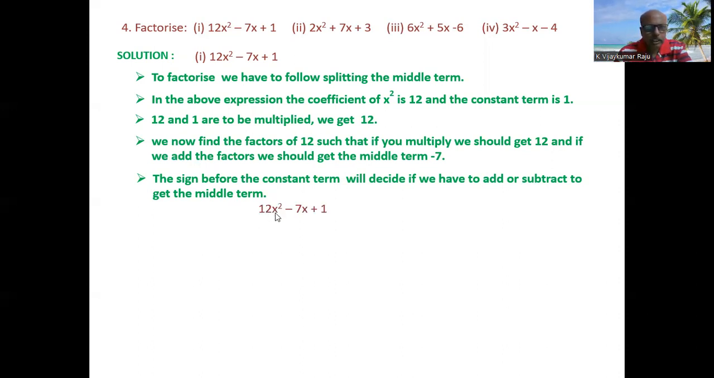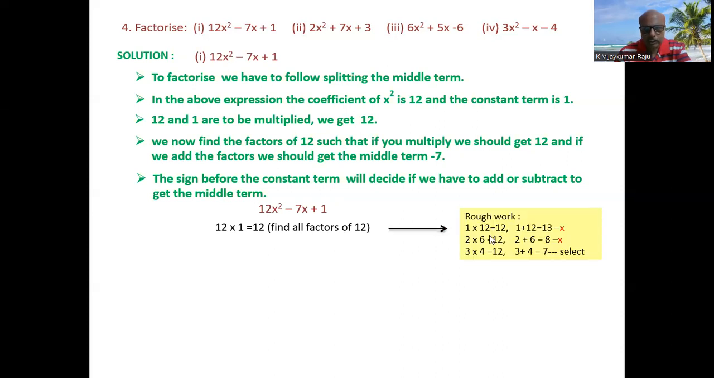Our expression is 12x square minus 7x plus 1. Now 12 into 1 is 12. So let's find all the factors of 12. 1 into 12 is 12, 1 plus 12 is 13. 2 sixes are 12, 2 plus 6 is 8. 3 fours are 12, 3 plus 4 is 7.